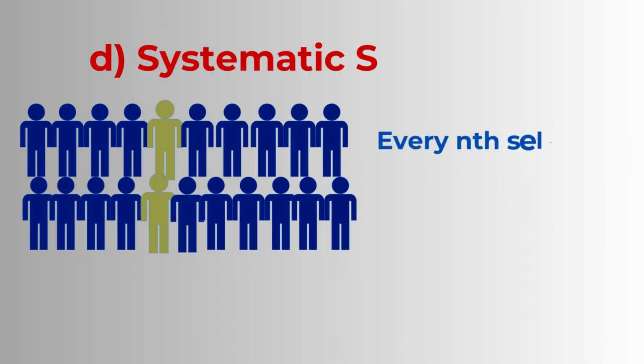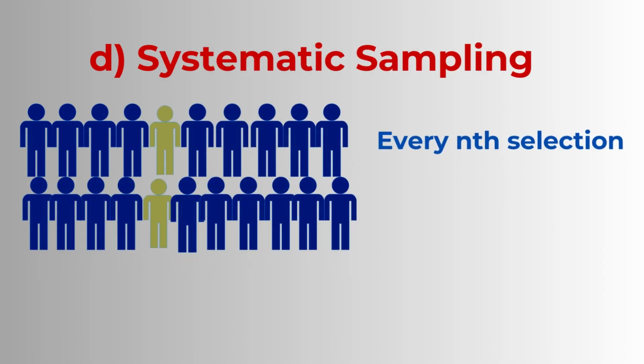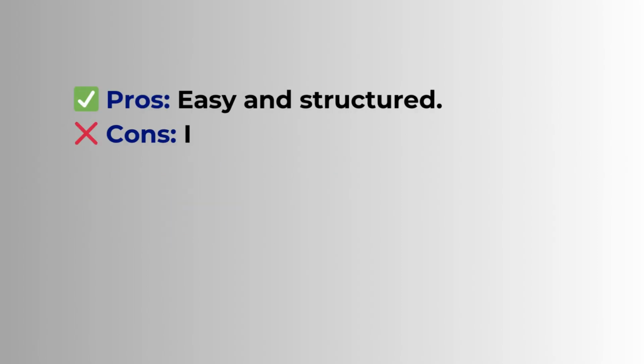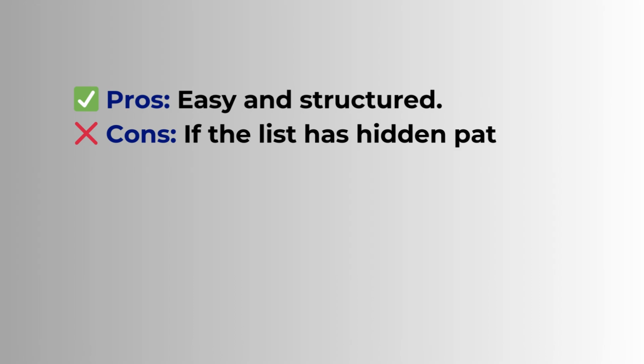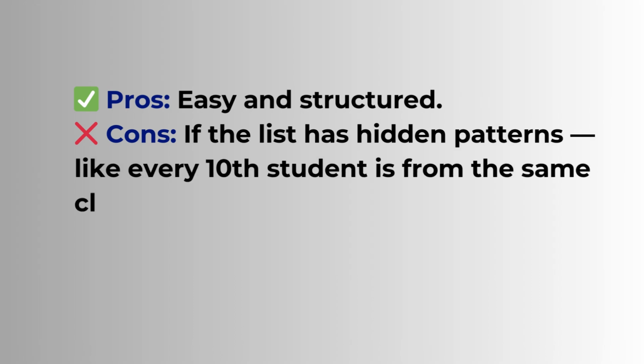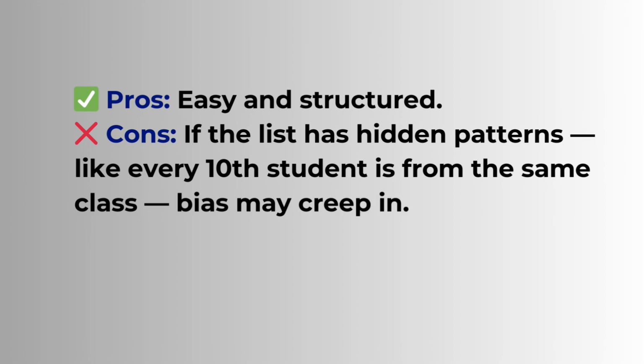In systematic sampling, you pick every nth individual. Example, from a list of 1000 students, you start at student number 5, then pick every 10th student like 5, 15, 25, 35, and so on. Its pros, it is easy and structured. And cons, if the list has hidden patterns like every 10th student is from the same class, bias may creep in.